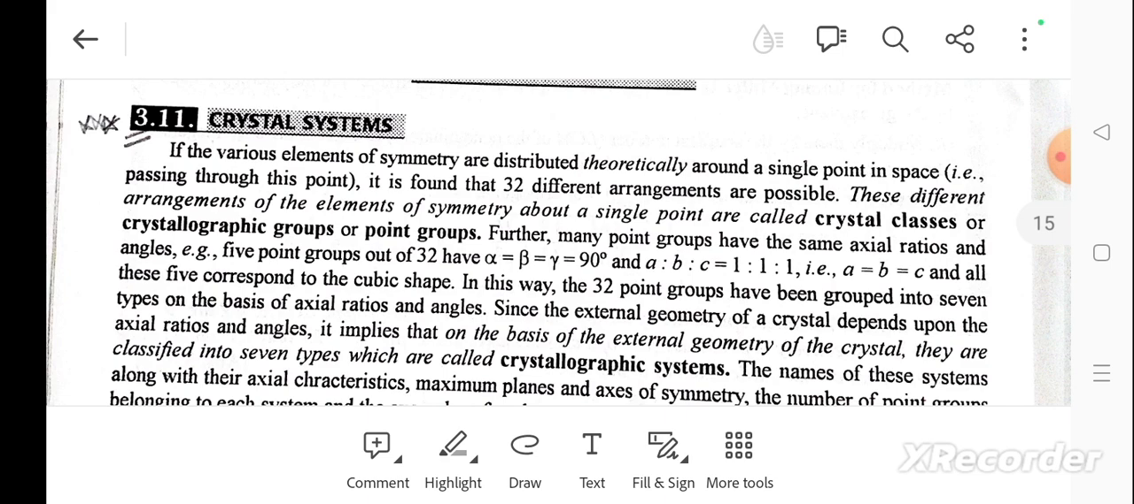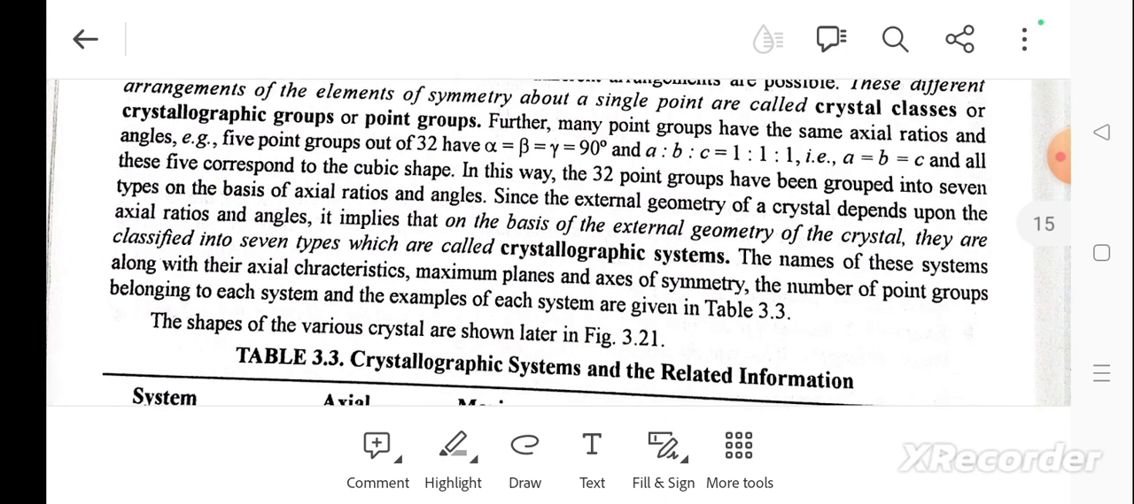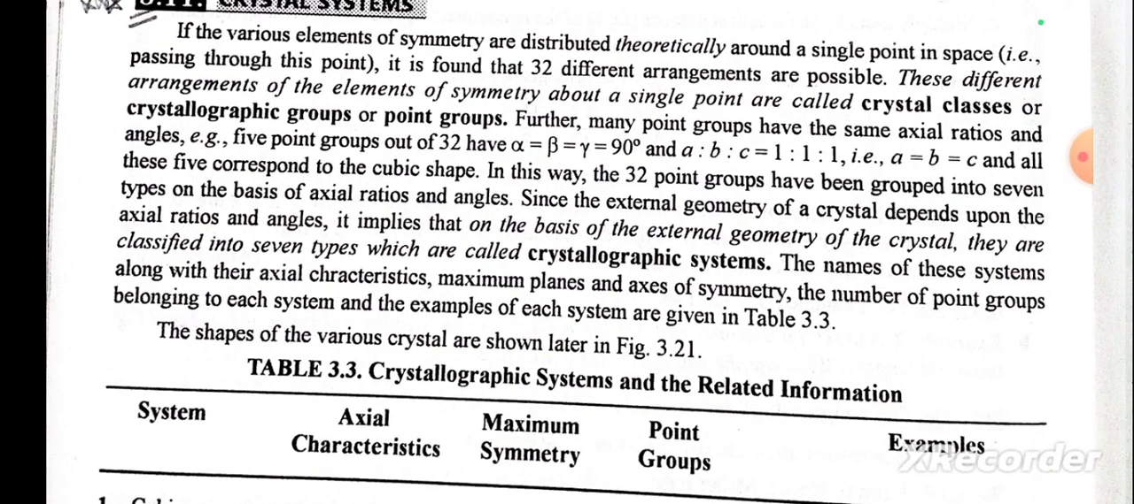Further, many point groups may have the same axis ratio and angle. The 5 point groups among the 32 have alpha equal to beta equal to gamma equal to 90 degrees, and the axial ratio a:b:c equal to 1:1:1, where a is equal to b is equal to c, and all this corresponds to the cubic shape.